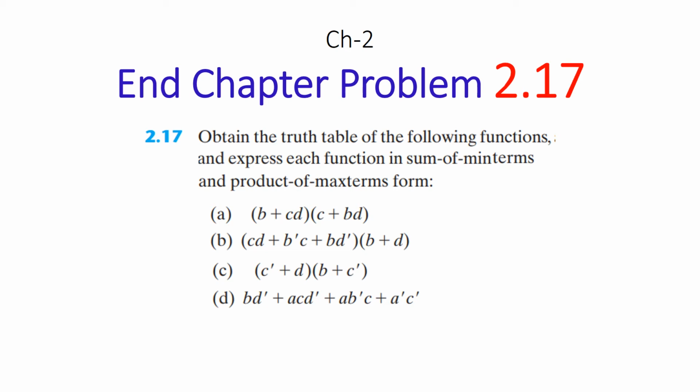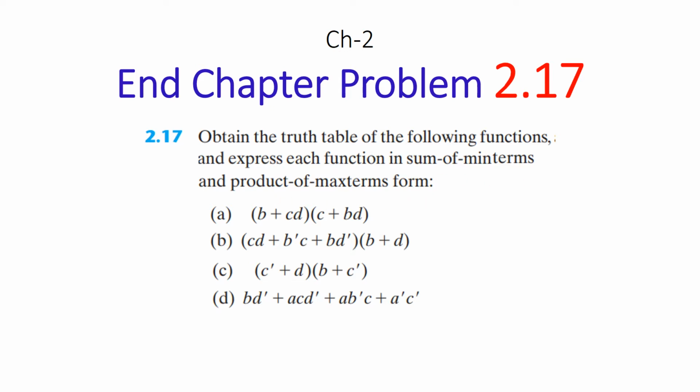Bismillahirrahmanirrahim. In this video, we'll solve end chapter problem number 2.17 from the book by Mr. Mano, 5th edition. Now, the question is: obtain the truth table of the following function. So first we have to make the truth table, and then express each function in sum of Minterms and product of Maxterms.